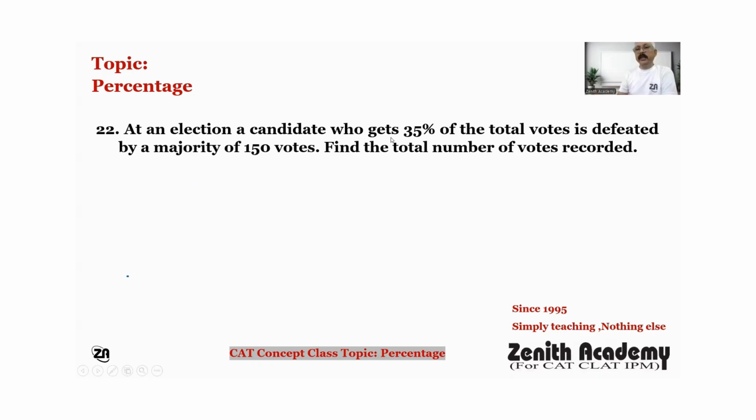20. At an election, a candidate who gets 35% of total votes is defeated by a majority of 150 votes. Find the total number of votes recorded. So look here, a candidate who gets 35% of the total votes is defeated by a majority of 150 votes. Okay, so find the total number of votes.